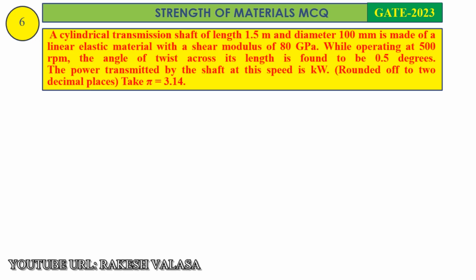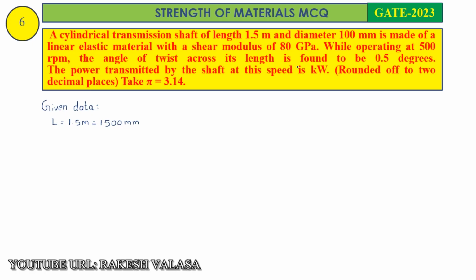Here, first write the given data. Read the question twice and write the given data. A cylindrical transmission shaft of length 1.5 meters. Here, given that length L equal to 1.5 meters. Convert into millimeters, that is 1 meter equal to 1000 millimeters, so 1500 mm.